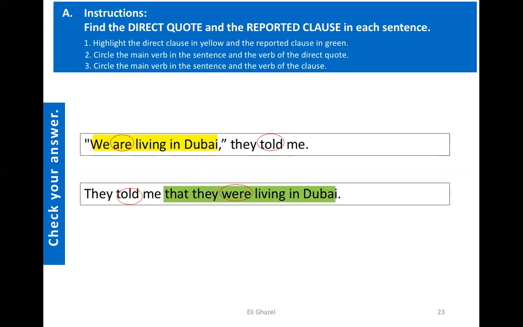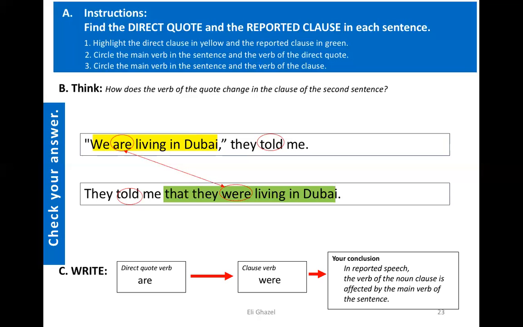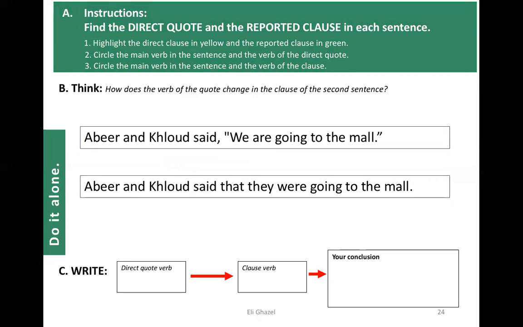Here are the verbs. Which one is the main verb? In the first one, it's told. In the second one, it's told. Are is not the verb of the sentence. It's the verb of the exact words. Now, the next thing we need to think about is, how does it change? It went from are to were. Here is our conclusion. This is what the kids will write. Are changed to were, and in reported speech, the verb of the noun clause is affected by the main verb of the sentence. Let's try this again.